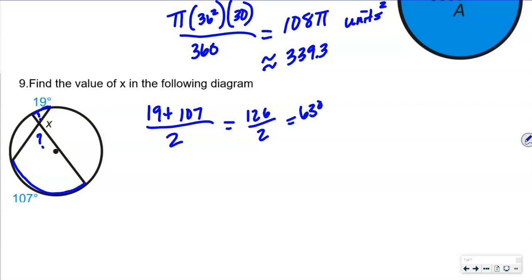So we're going to put that back in this drawing where the question mark is, okay? So if that's 63 degrees, how do we solve for the angle that's next to it that forms a line? We do 180 minus 63, and that's going to equal 117 degrees. So that was what the value of x was.